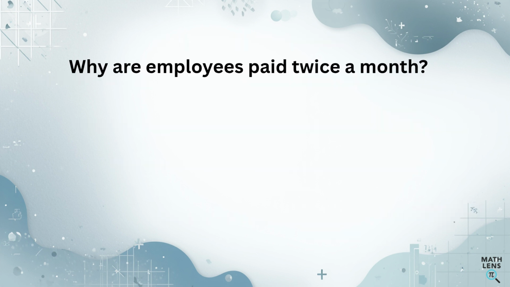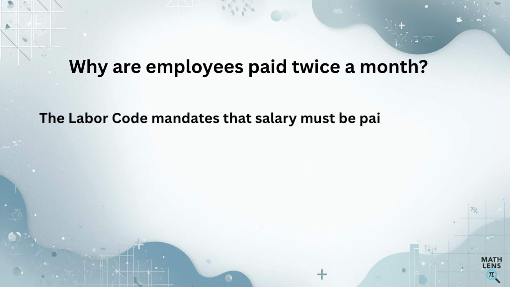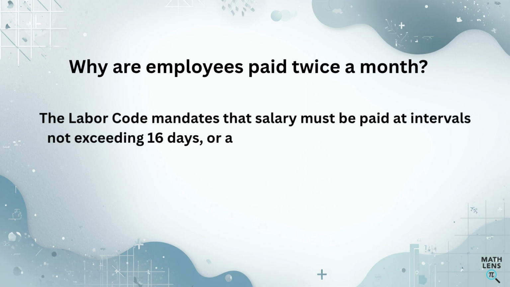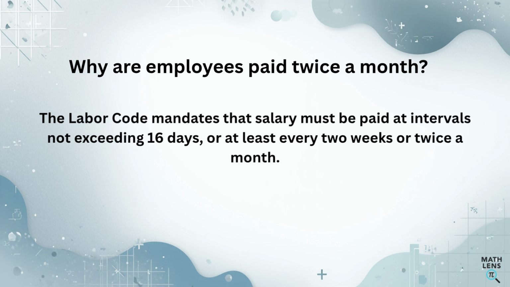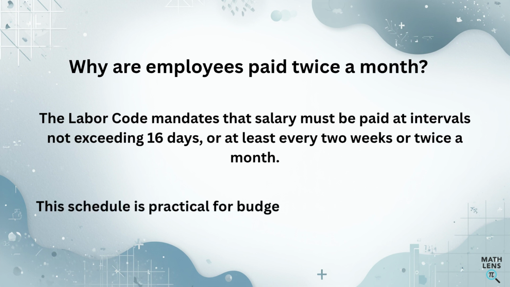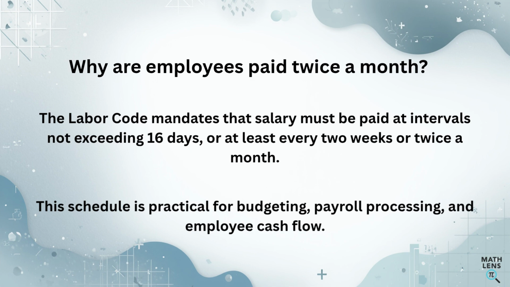Now, why are employees typically paid twice a month? First, the labor code plays a crucial role here. It mandates that salaries must be paid at intervals not exceeding 16 days. Essentially, this means employees should receive their pay at least every 2 weeks or twice a month. This payment schedule isn't just a legal requirement, it's also highly practical. By receiving paychecks twice a month, employees can manage their budgets more effectively. Additionally, from a business perspective, this schedule helps in streamlining payroll processing.